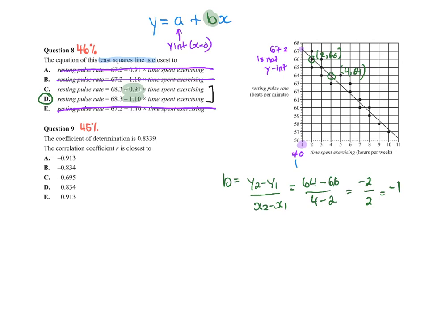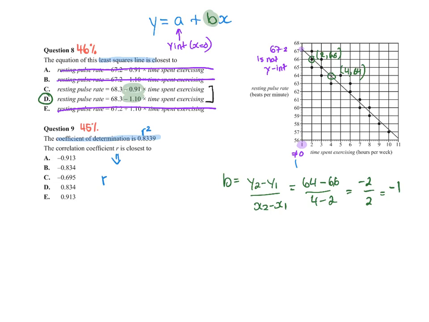With the next question, the coefficient of determination is that. So what you need to do, I always write above it r squared as soon as I see the determination, so I know. Now, they want you to find r.